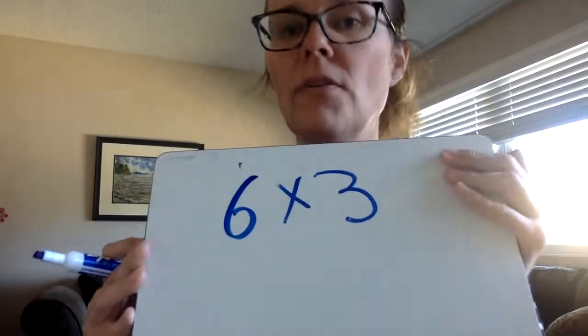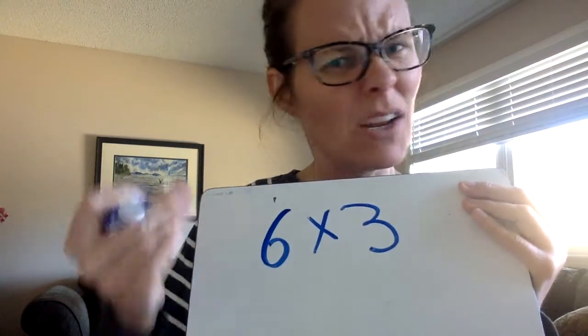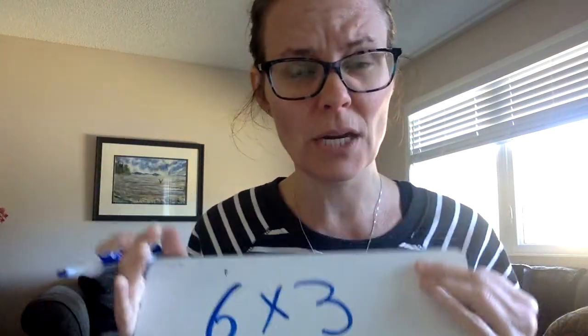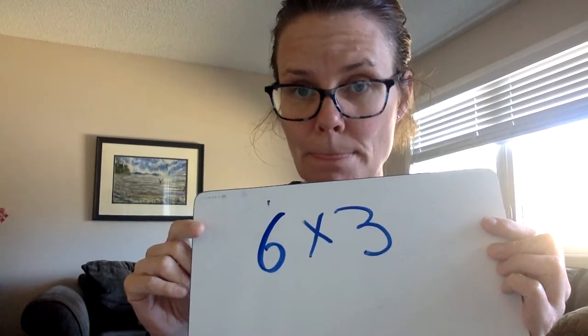Okay, if I want to change this again, let's say now I need to solve the math problem of 6 times 3. And I don't know how to count by 6, but I know really, really well I can count by 3. I'm really great at it. So I'm going to pull up my 6 fingers, and I'm going to count by 3 on my 6 fingers. I'm going to say 3, 6, 9, 12, 15, 18. Now I know that 6 times 3 equals 18.